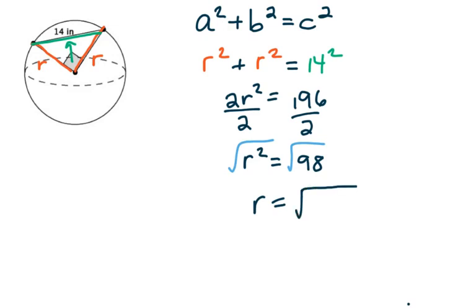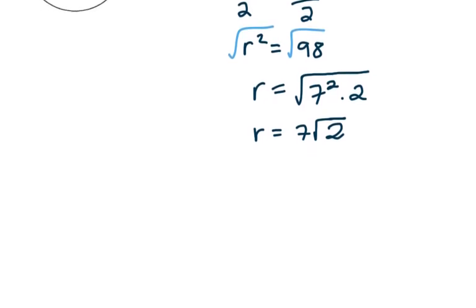Now I'm going to clean this up just a little bit. So 98 is 49 times 2. So I'm going to write that as 7 squared times 2. And so this is r equals 7 square root of 2. So like I said, we actually are able now to find things like the length of the radius. So let's go use that to find the volume.